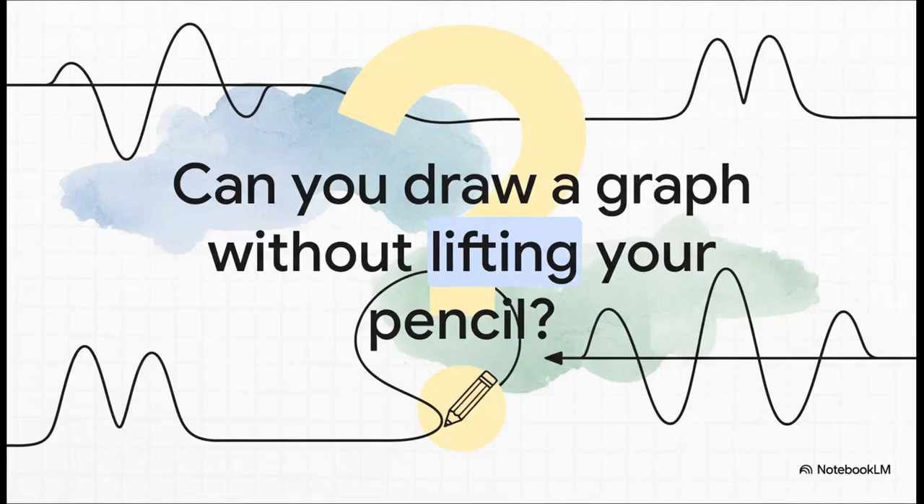It all boils down to a really simple question. If you can take a pencil and trace a function's graph without ever lifting that pencil off the paper, then you've basically got the core idea of continuity down. It's just a smooth, unbroken line. The real challenge, though, is how do we prove this with math?